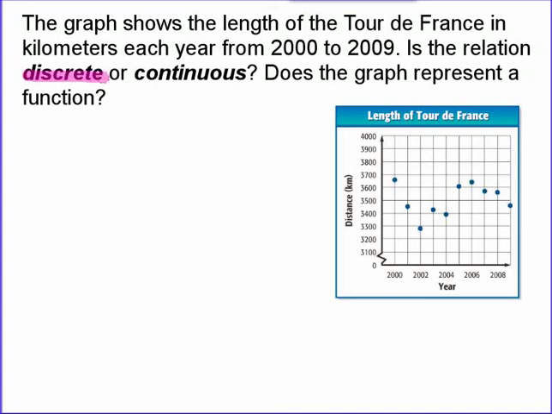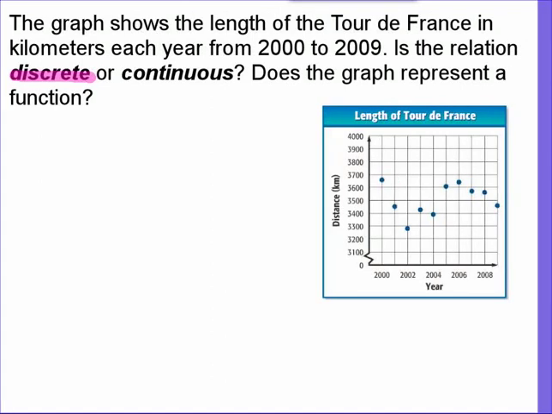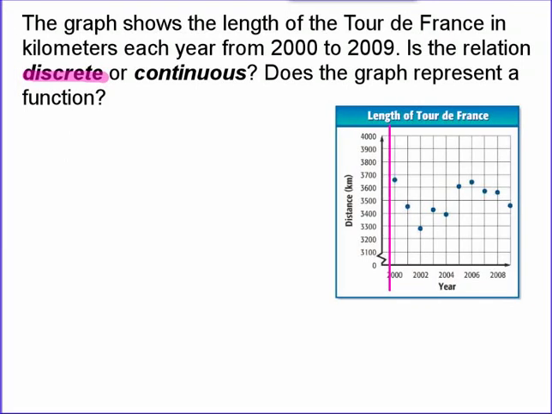Is this a function? So this is what you can do to determine if it's a function. Let's go ahead and draw our vertical line and move it over the graph. Does it only touch at one point? Yep. So, as you notice, it only touches one point. So, is this a function? Yep. So, this graph is a function.